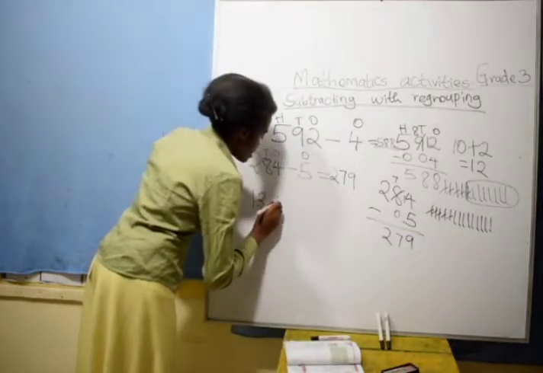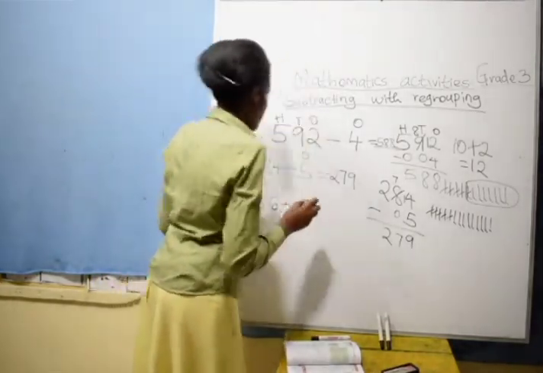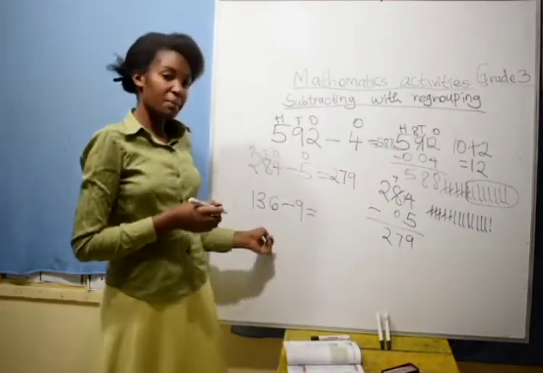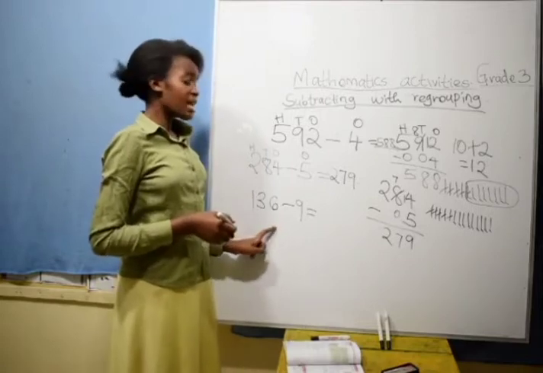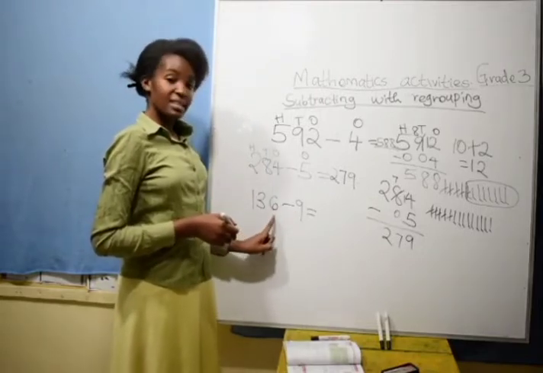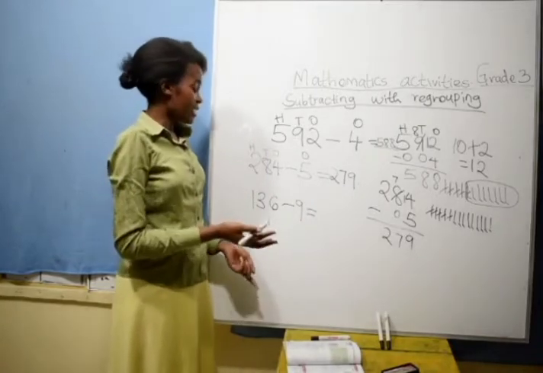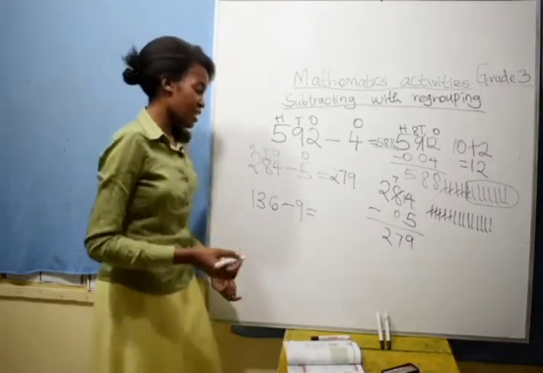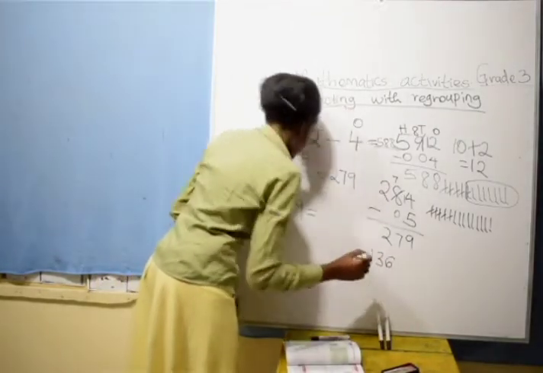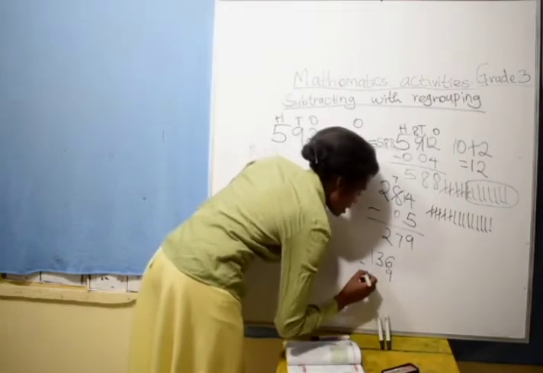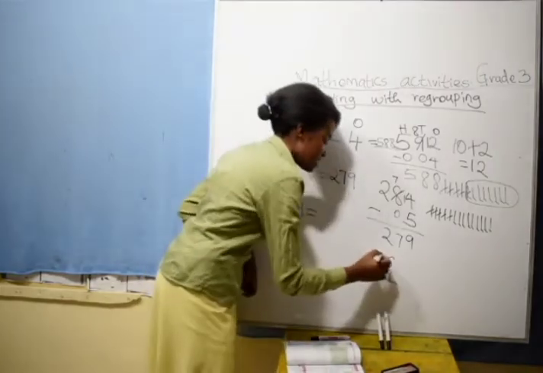136 subtract 9. Give me those two numbers that you are supposed to subtract. You are subtracting 6 and 9. Is 6 greater than 9 or is 6 less than 9? 6 is less than 9. Now we cannot subtract because it's less than 9. Now we use our method. 136 subtract 9.